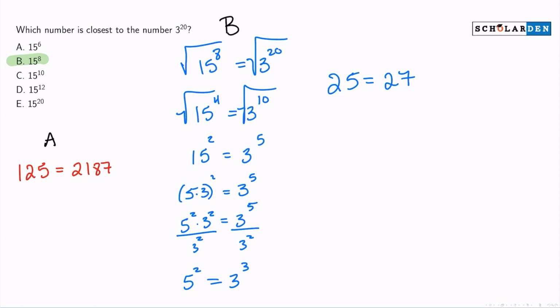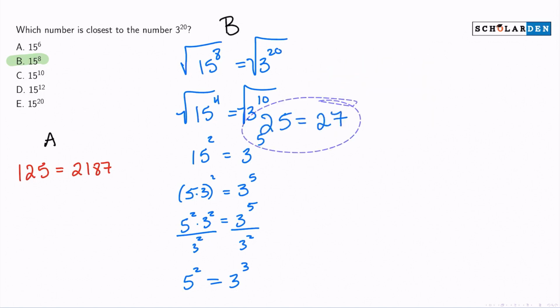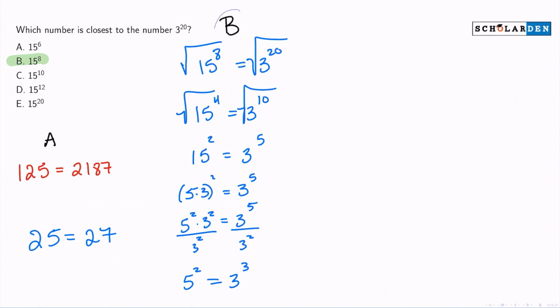Just take a moment. Look at how close they are. That is as close as we're going to get when comparing any of these answer choices. So I want to just keep that there for right now. That's answer choice B. Look at that comparison that we get. Look how close we are.